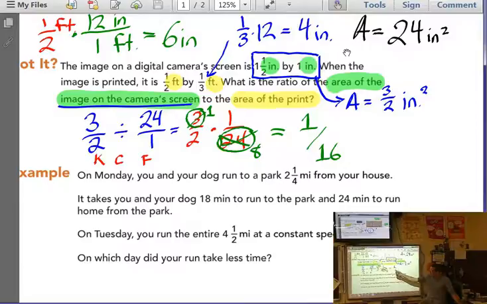So what does 1/16 mean? What if I want to relate the size of the print to the size of the screen? Hayden?